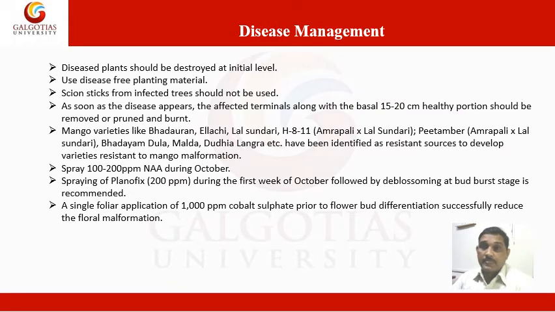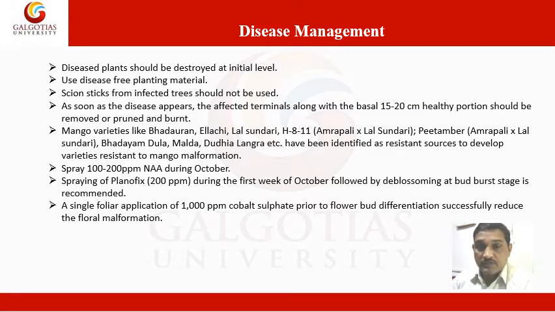Now, the disease management. Diseased plants should be destroyed at the initial level. When you find the initial symptoms in your orchard, you have to identify this type of pathogen symptoms and just cut along with some 20 to 25 centimeter of healthy portion and destroy them, or at nursery level just destroy the whole infected plants.